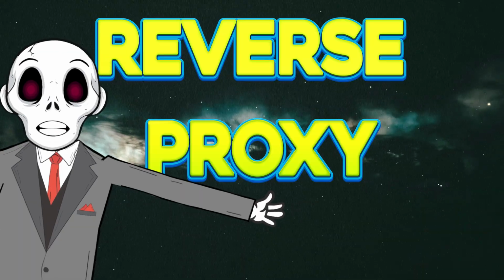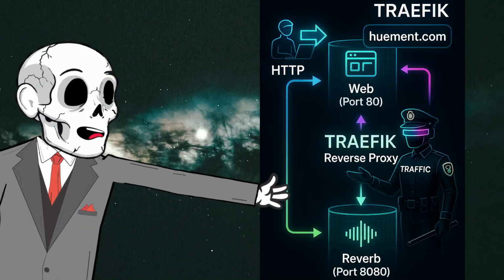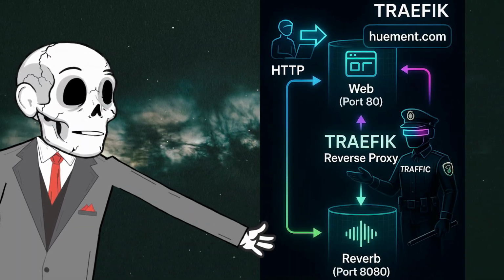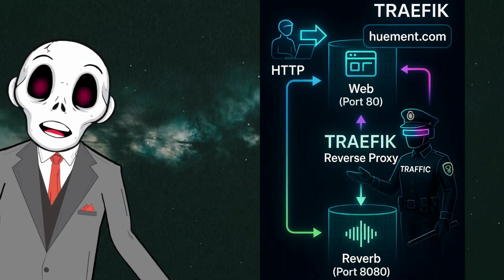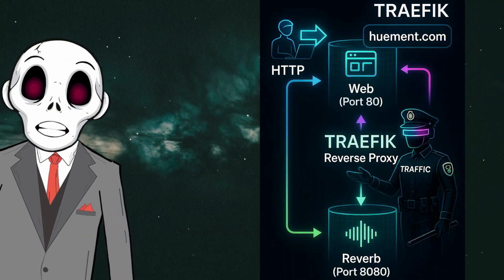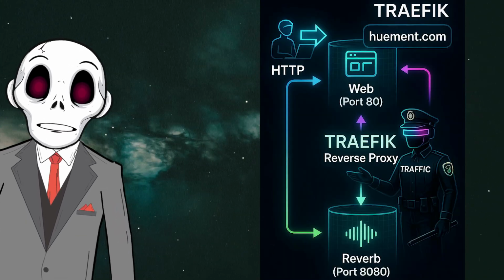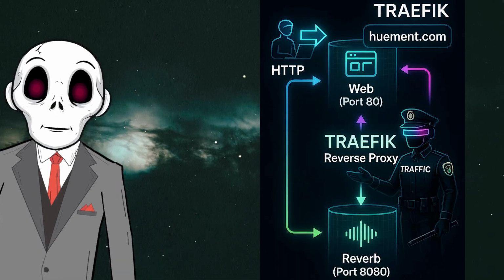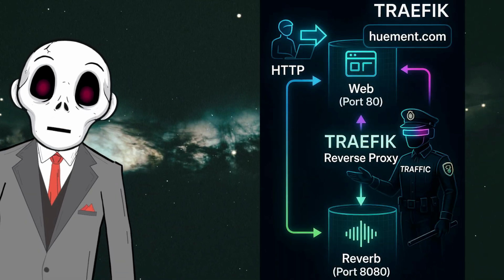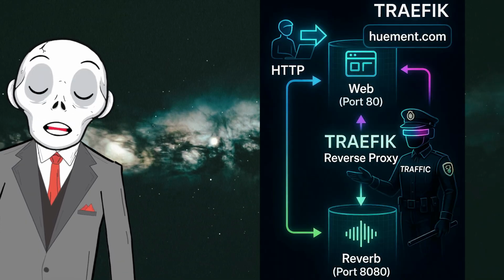Number 4, reverse proxy. This is the technical name for traffic cop. When someone types your domain name into a browser, the reverse proxy is the guard at the front gate that decides which of your apps they should be sent to. In Dokploy, a tool called Traefik handles this. It also manages your SSL certificates, that little green padlock, so your site is secure automatically.